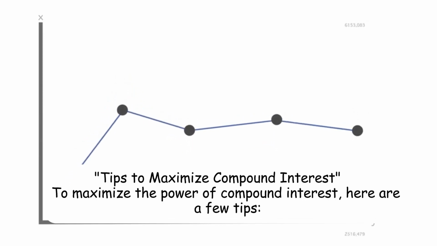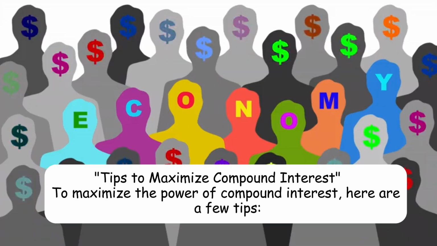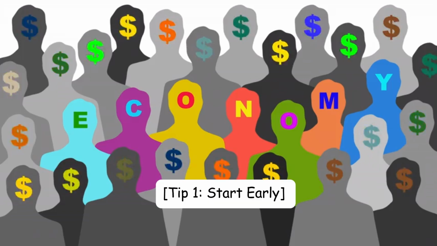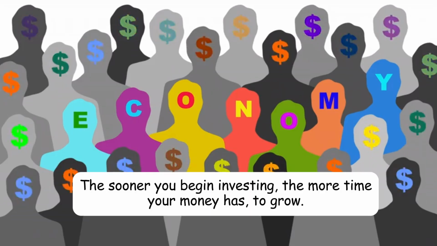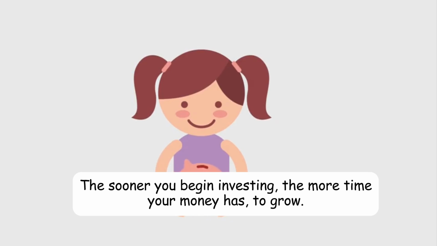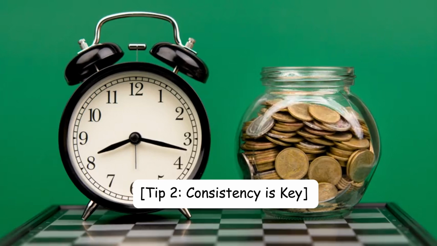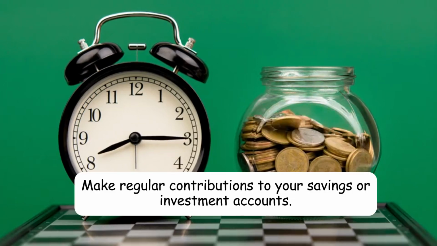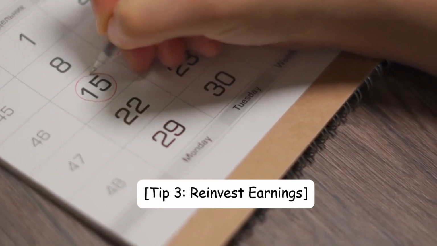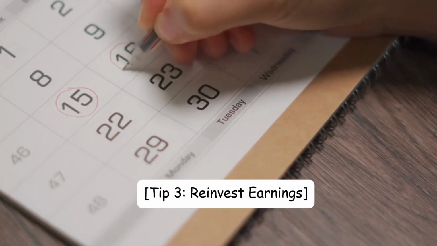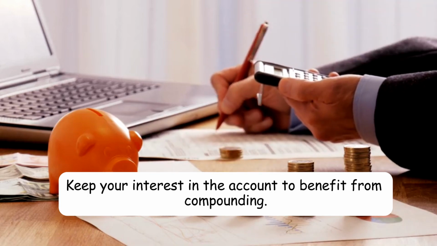Tips to maximize compound interest. To maximize the power of compound interest, here are a few tips. Tip 1. Start early. The sooner you begin investing, the more time your money has to grow. Tip 2. Consistency is key. Make regular contributions to your savings or investment accounts. Tip 3. Reinvest earnings. Keep your interest in the account to benefit from compounding.